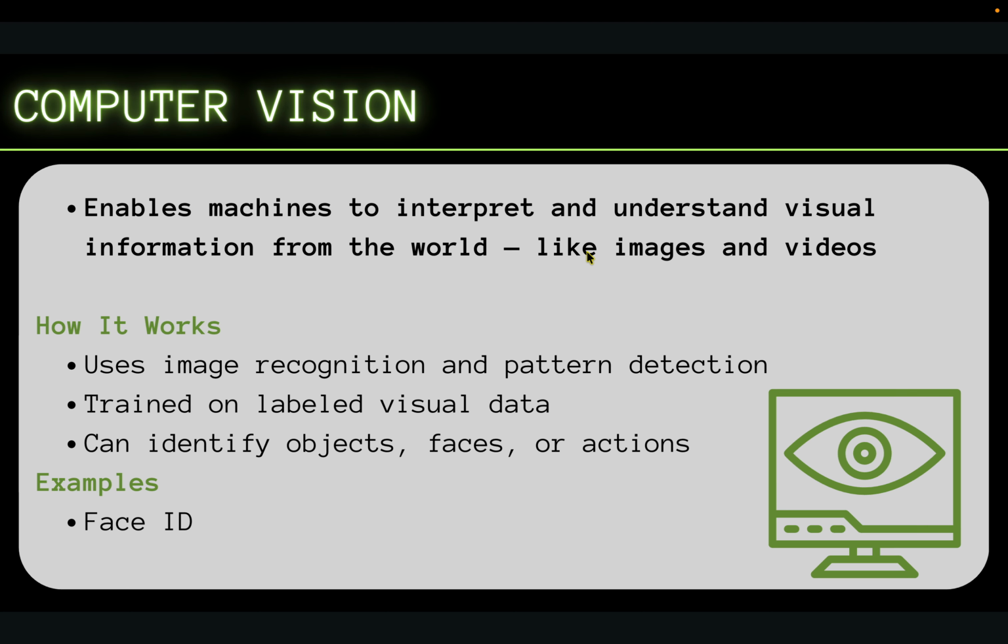So another form is computer vision, and this pretty much just allows your machine to interpret and understand visual information from the world. So it's kind of like image recognition, and it pretty much uses the image to figure out, okay, what is this, and then identifies it. So it typically will identify objects, faces, and actions. So for you all, if you have an iPhone, this will be the case of a Face ID.